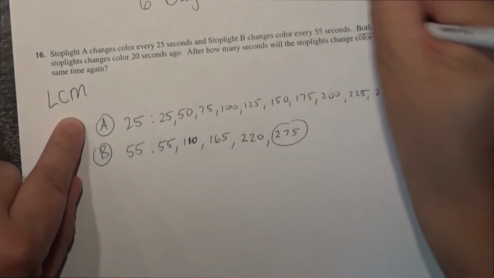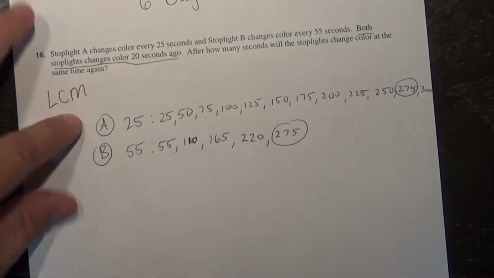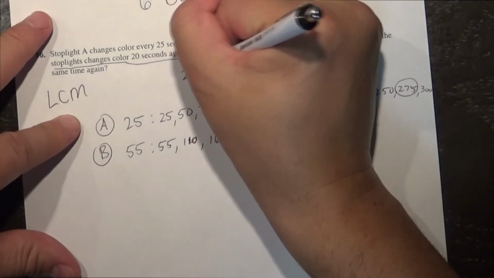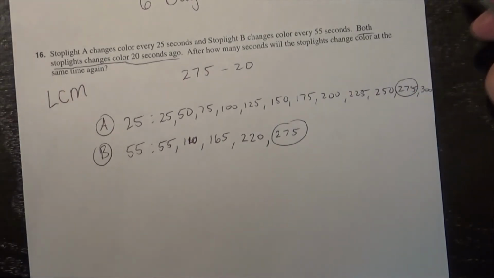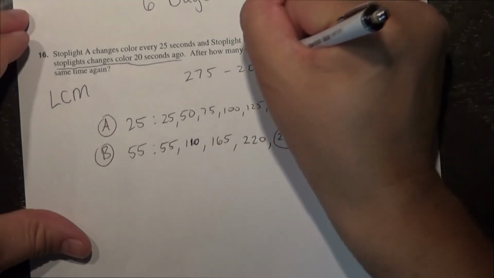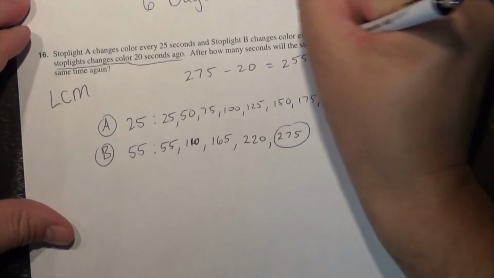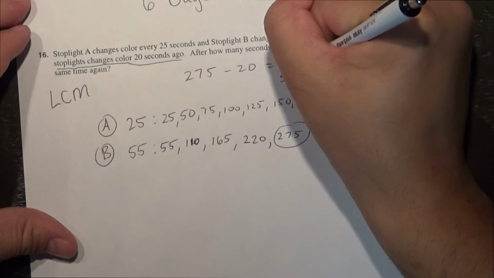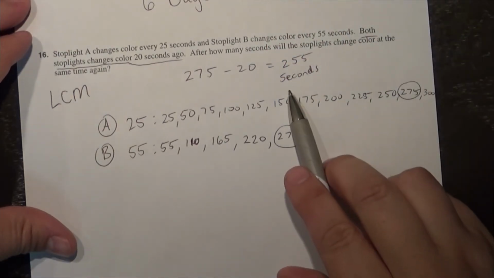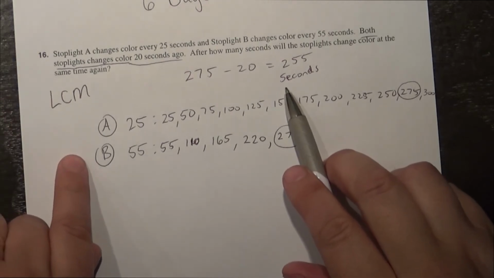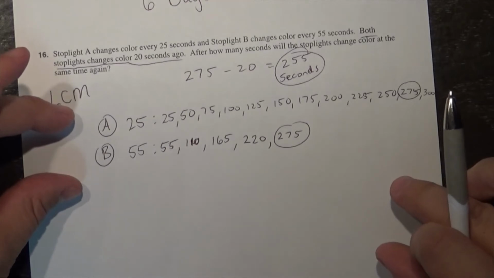But it says both stoplights changed 20 seconds ago. So I would need to take 275 and subtract 20 because it already happened 20 seconds ago. So 275 minus 20 is going to leave me with 255. So I'd say my answer is in 255 seconds, both stoplights will change again at the same time. So there's my answer, and I figured it out by just listing multiples.